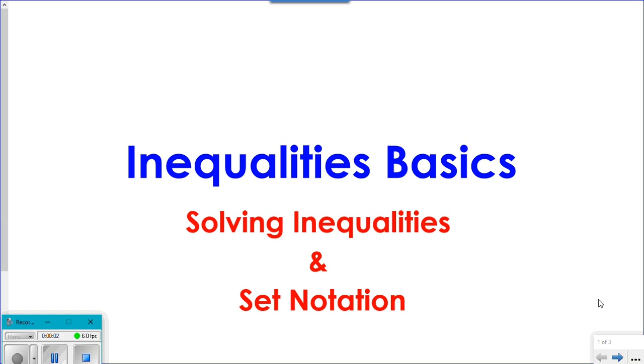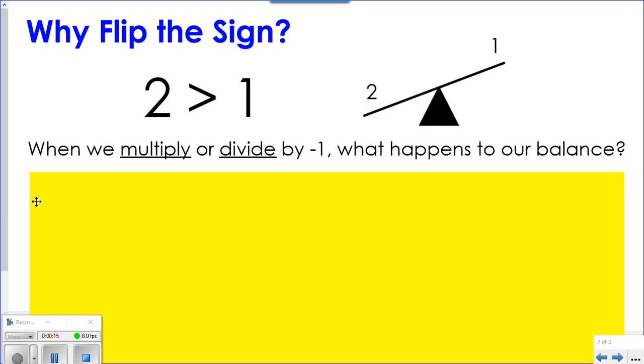This video is just going to be a brief recap of how to solve inequalities, and we're also going to look at how to put our answers in set notation, which is going to carry over from our work with equations in Unit 2A. So one of the most important things to remember when we solve inequalities is that we flip the sign anytime we multiply or divide by a -1, or by a negative number in general.